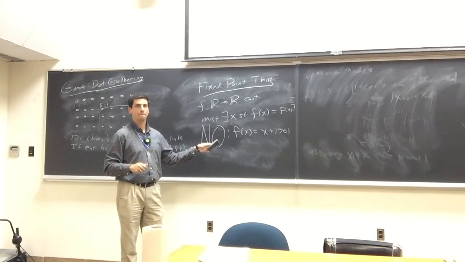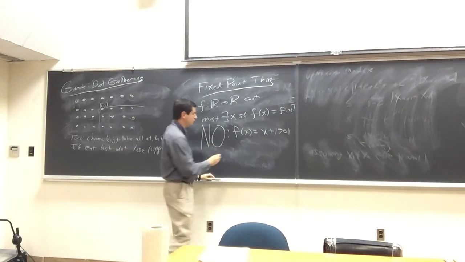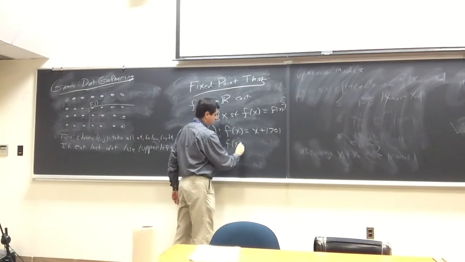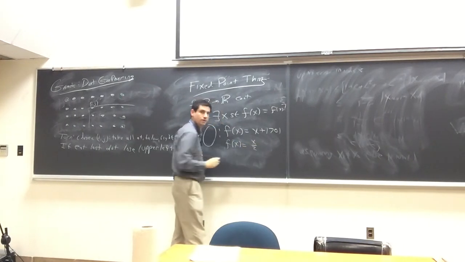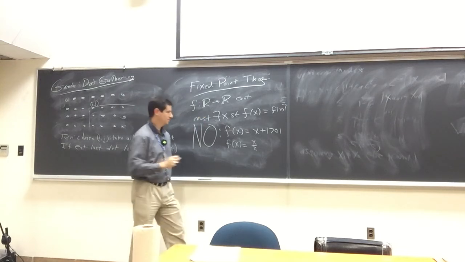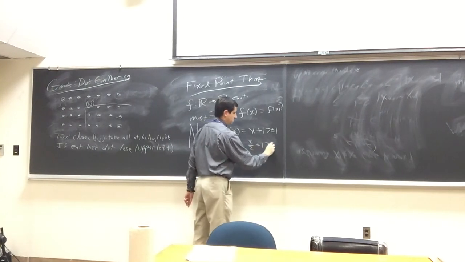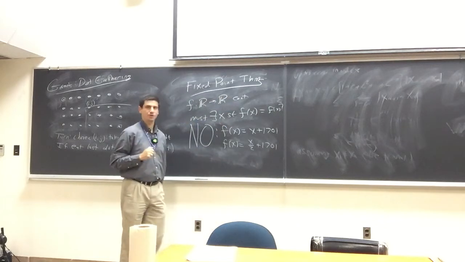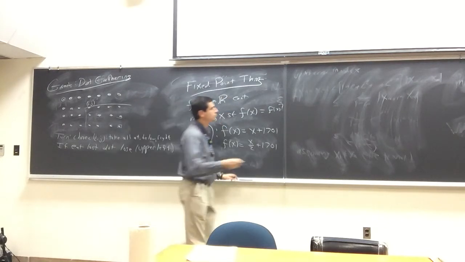But take 1/2 x. All right, so now you want to look at, say, f of x equals x over 2. Yeah. That will have a fixed point. What's the fixed point? That will also have a fixed point. Yes. So let's do this as an example.